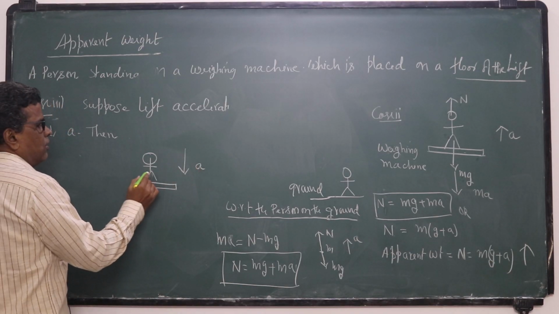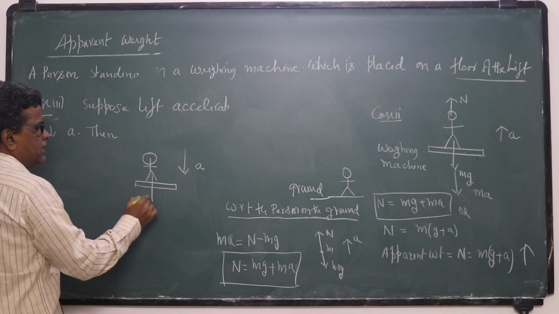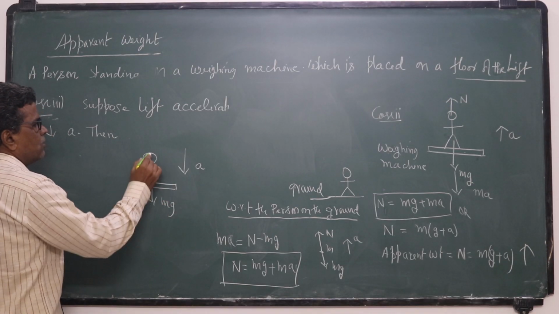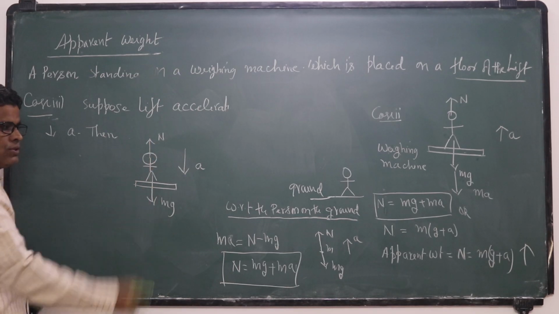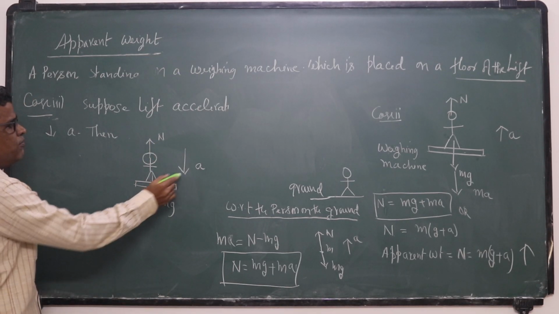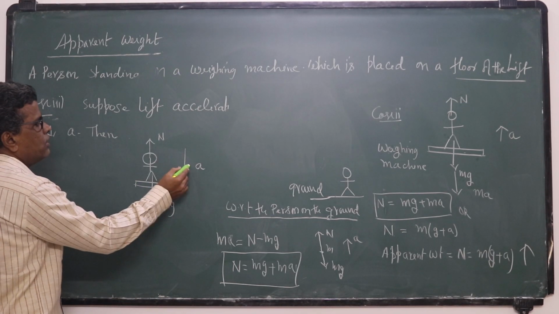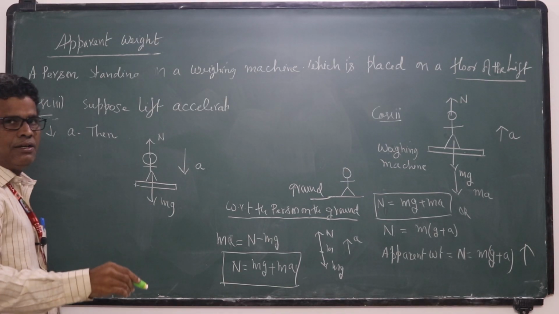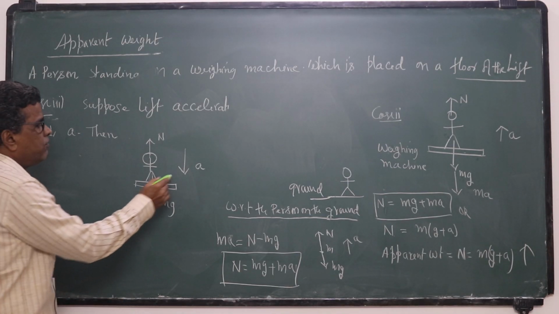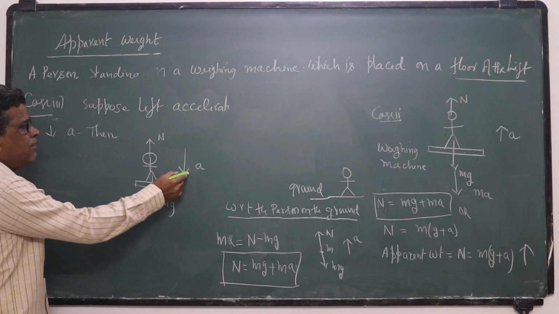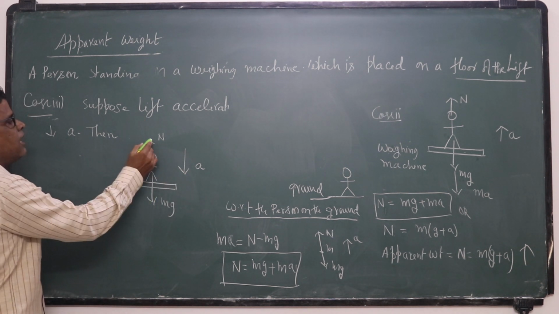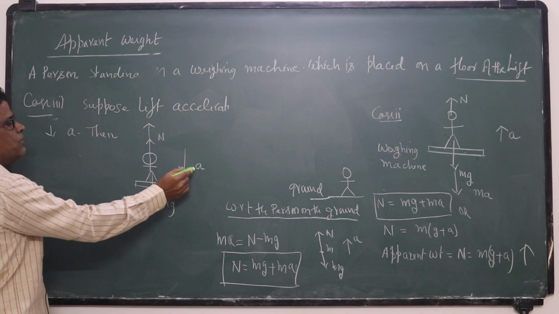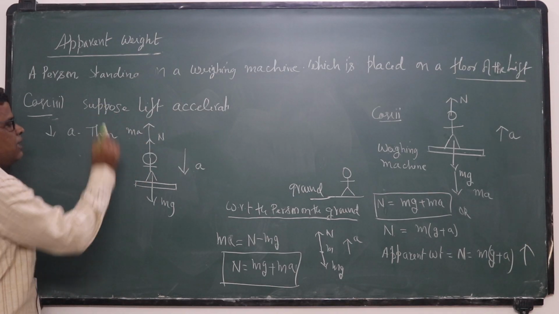So here this weight acts always downwards, normal reaction up. Okay, these two are real forces. In a non-inertial frame you have to consider a pseudo force, that is opposite to the acceleration of the frame. The frame's acceleration is down and its opposite direction is up, so the pseudo force is up. So that pseudo force is MA.